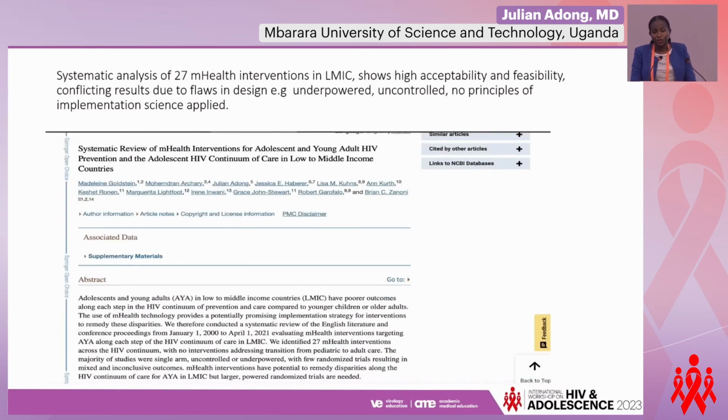Then I would like us to look at now more data. Here we are looking at a systematic analysis of interventions in low and middle income countries. In this particular analysis, 27 studies were included. What they concluded from this analysis was that there was high acceptability, there was high feasibility. However, results were conflicting. And this was mostly due to designs.